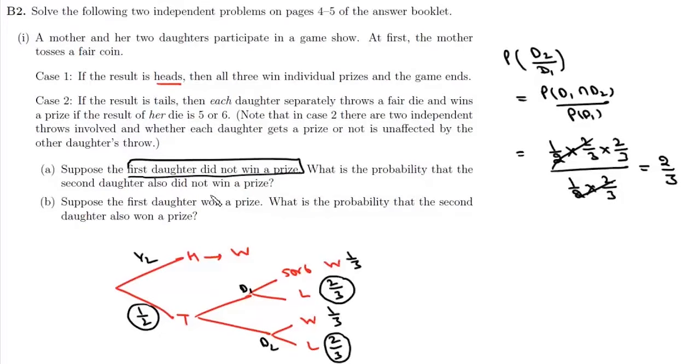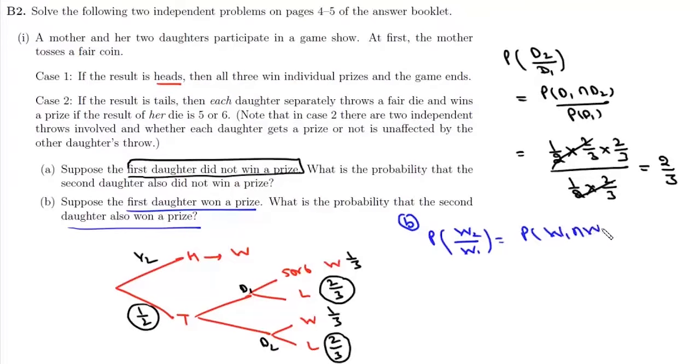So if the first daughter did not win a prize, the probability that the second daughter will also not win a prize is 2 by 3. Now in part B it says, suppose the first daughter won a prize, what is the probability that the second daughter also won a prize? We need to find the probability that the second daughter wins the prize if the first one wins the prize. So it will be probability W1 intersection W2 upon probability of W1. Now probability of W1 is either when we get heads, so it will be this 1 by 2, or when it is this 1 by 2 and she gets 5 or 6, so it will be this 1 by 3.